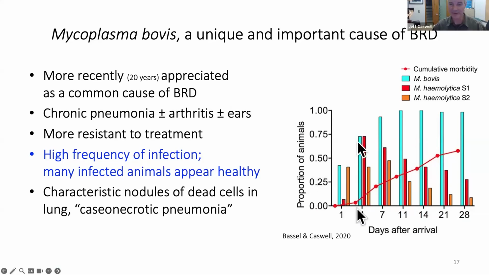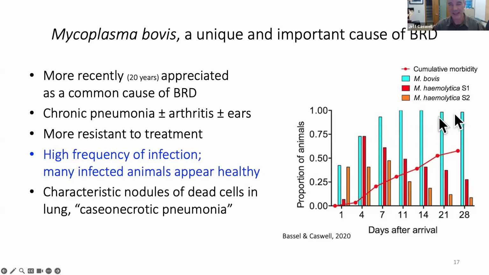So again, if we look at this data that I showed you before, I think it's quite typical of feedlot cattle that they have Mycoplasma bovis, in the blue bars here. So they have a relatively low prevalence of infection when they arrive at the feedlot, often a lot lower than this. But within a couple of weeks after arrival, often close to 100% of those animals develop Mycoplasma bovis infections. So it spreads very quickly between cattle.